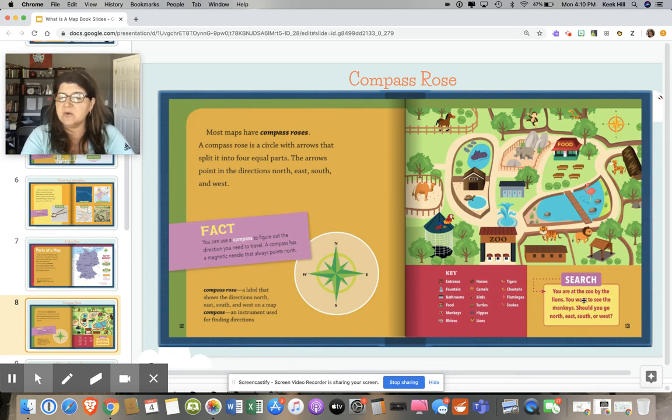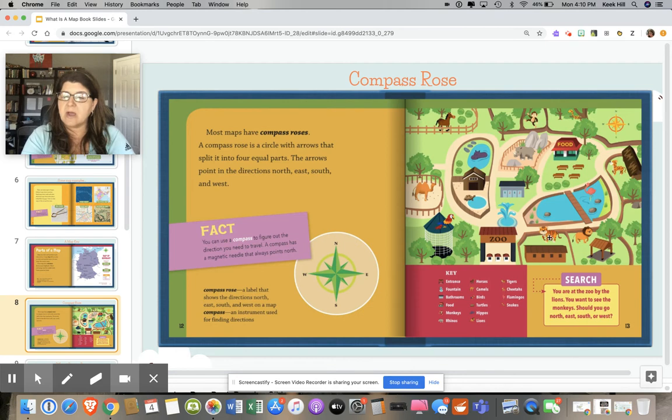It says, you are at the zoo by the lions and you want to see the monkeys. Should you go north, east, south, or west? Ooh, let's find the lions. Can you find the lions on that map? Oh, I see them right here. Yeah. And I want to go to the monkey. Let me see if I can find the monkey. Oh, yeah, there it is right up here.